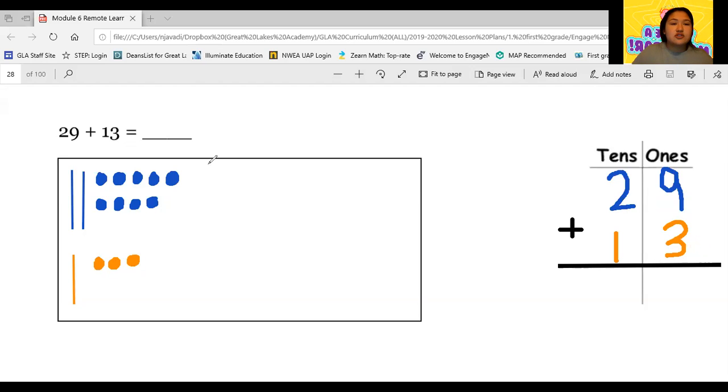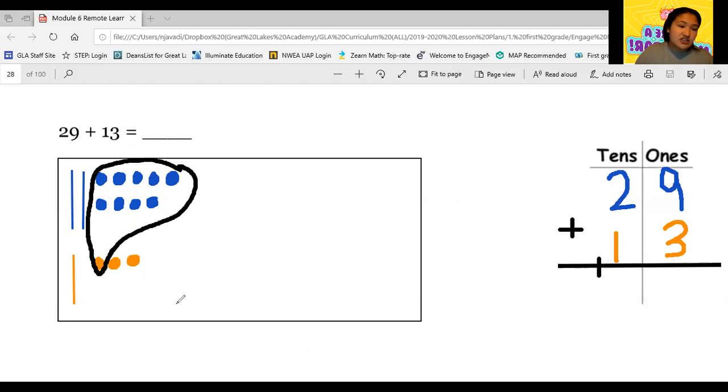Let's look at our picture over here. I'm going to circle 9 ones plus 1 more to make 10. Watch where I put my new 10. I'm going to put my new 10 right here on this line so that I remember that I made a new 10. Now let's check how many ones we have left over after we made our new 10.